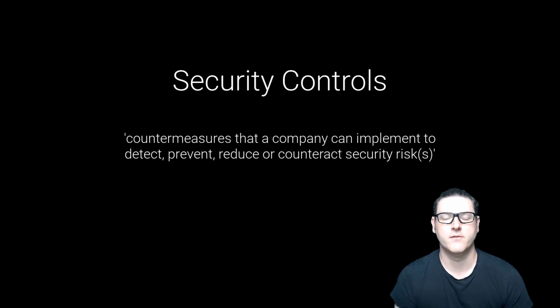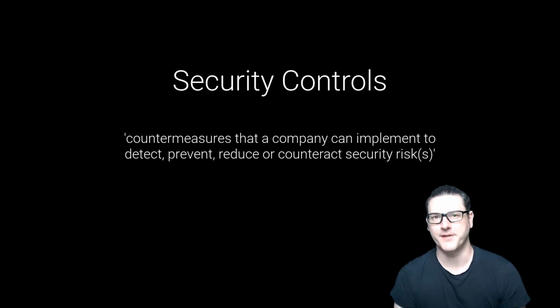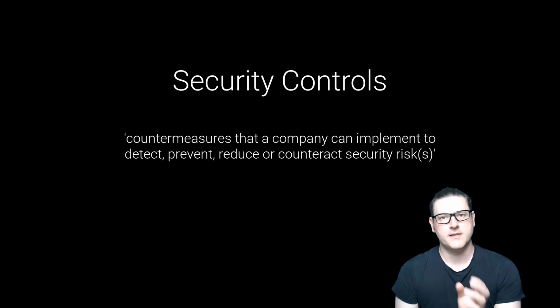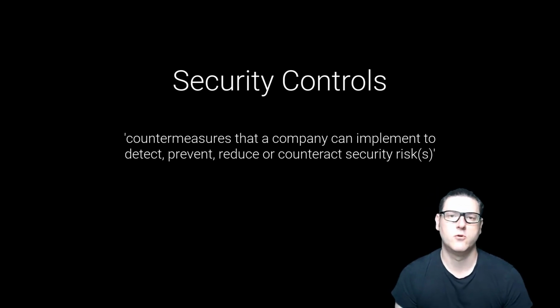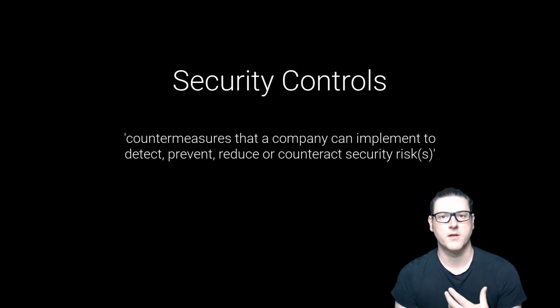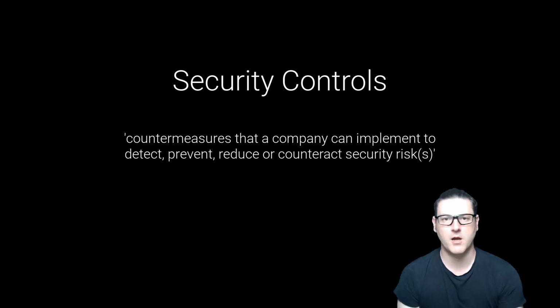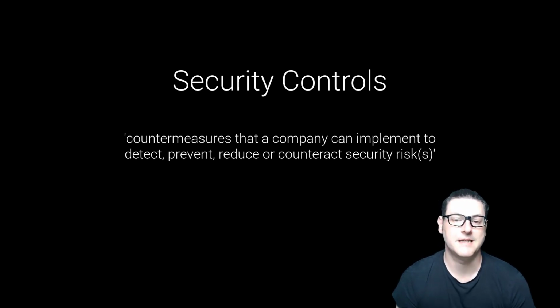Just by way of a look ahead, why do this? We're not going to cover it in this section, but I do want to signpost you towards a lot of the thinking behind this and why to do it. And that's this idea of applying security controls to each of these vulnerability types to mitigate or reduce the risk within those areas as well. Again, we'll cover off on risk later on. So what's a security control? It's a countermeasure that companies or organizations implement to detect, prevent, reduce, or counteract security risks.